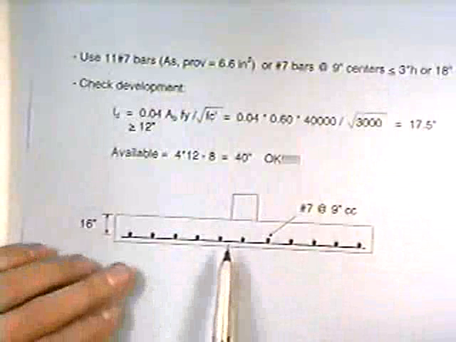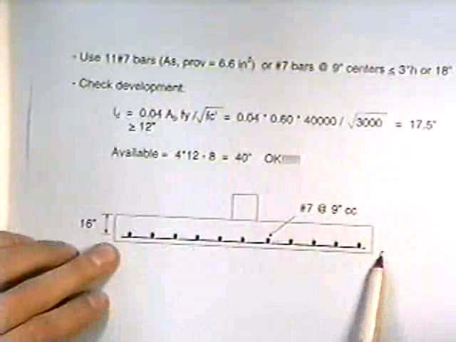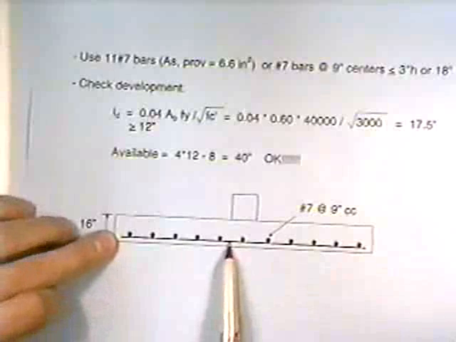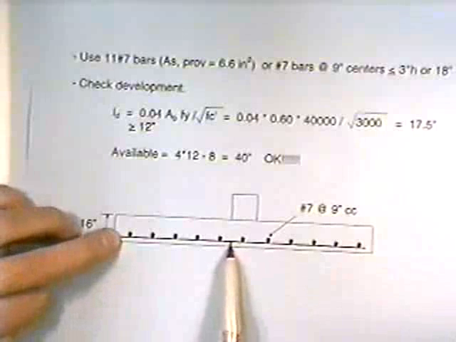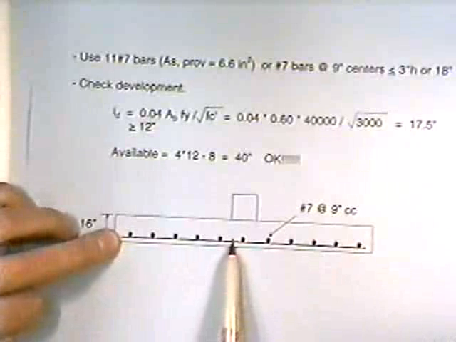Now we need to check development. This bar is used for bending, the bar here along the bottom. Is there sufficient development length from the face of the column to the end of the bar so that the bar becomes fully active at its critical moment?